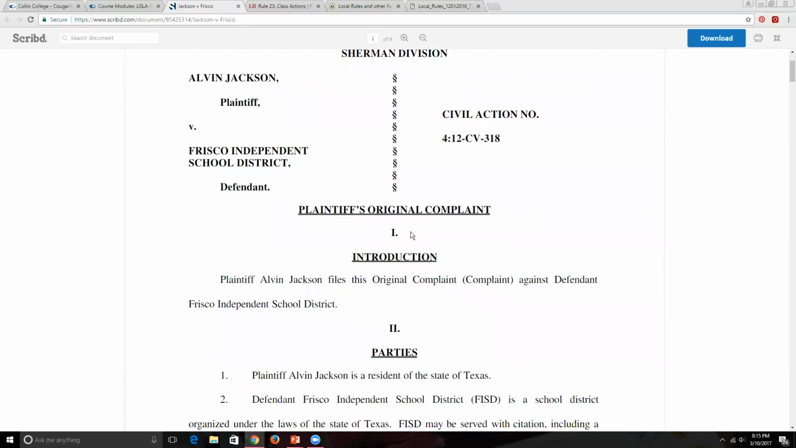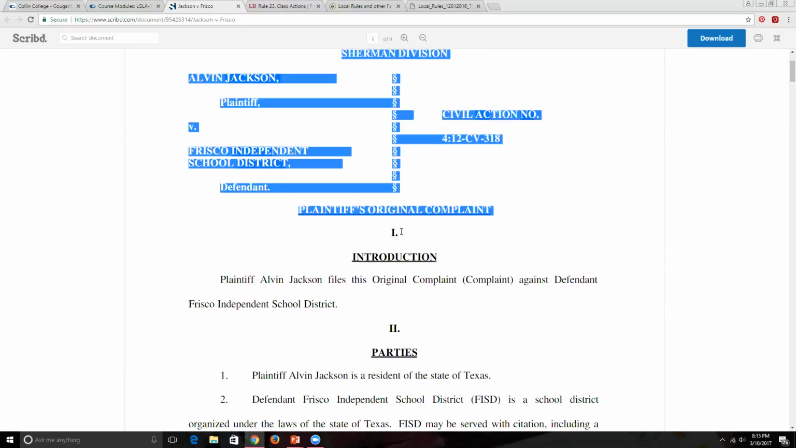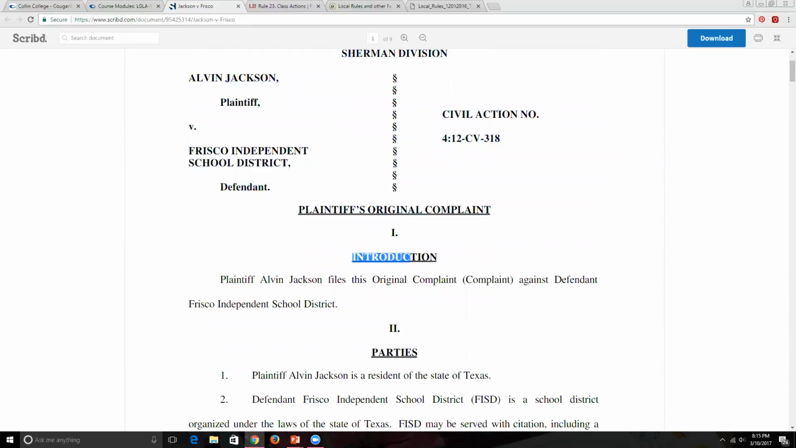Another thing you'll see is the Roman numeral above the actual title. So this would be Roman numeral 1, introduction, Roman numeral 2, parties. You might think this looks a little odd, and I suppose it does, because you'd ordinarily think you would put this on the same line as this. But for whatever reason, that's not commonly done.